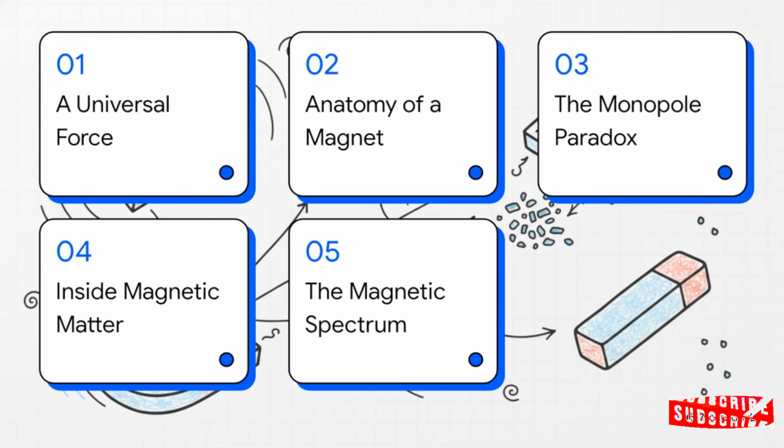Okay, let's take a quick look at our roadmap. We are covering 1. A universal force, 2. Anatomy of a magnet, 3. The monopole paradox, 4. Inside magnetic matter, and 5. The magnetic spectrum. Let's dive in.